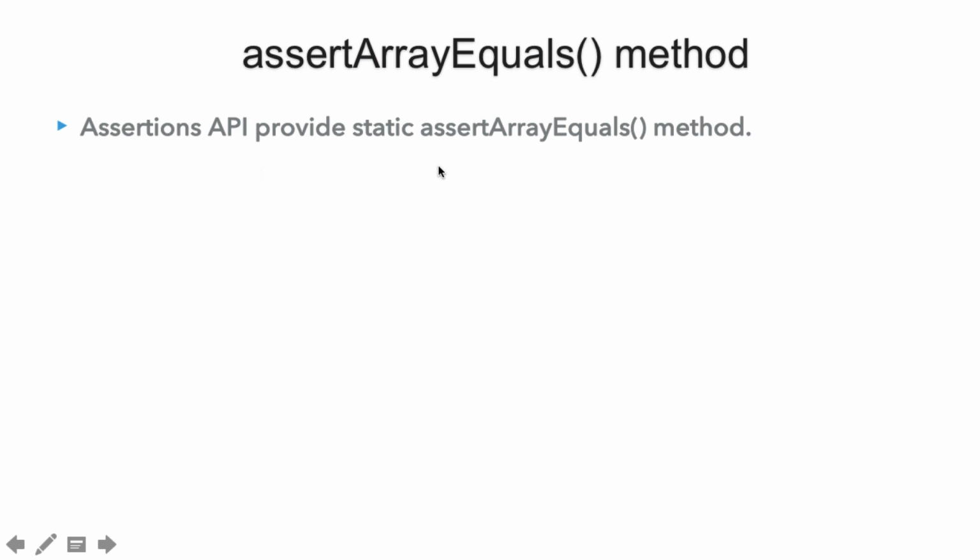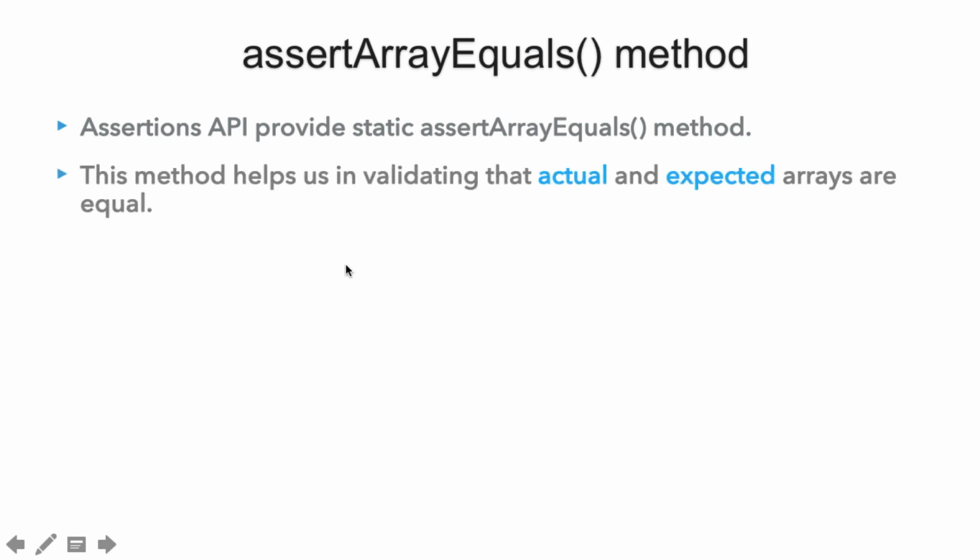The Assertions API provides a static assertArrayEquals method. This method helps us in validating that actual and expected arrays are equal. So this static assertArrayEquals method takes in an actual array and an expected array and compares whether they are equal or not.